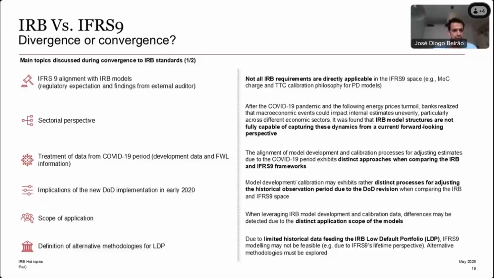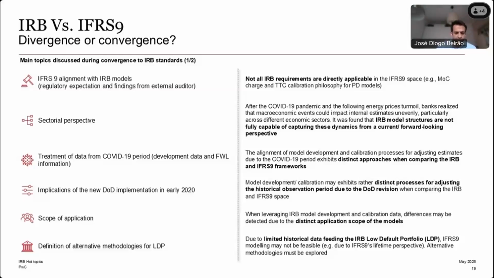And so, in that sense, the sectoral perspective is for sure something to have in consideration in the way that we incorporate such risks. Basically, the practice has been trying to, via the forward-looking component, create the dynamics of how such risks are embedded in the IFRS 9 models.